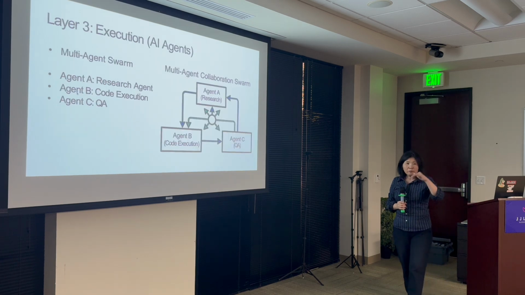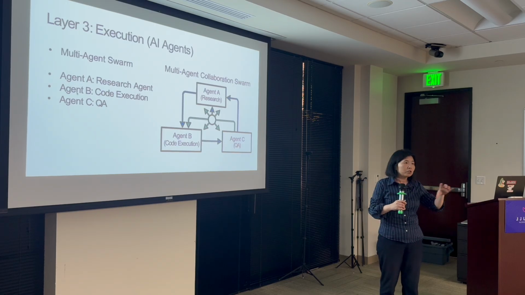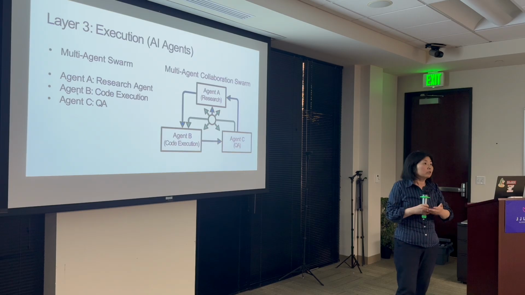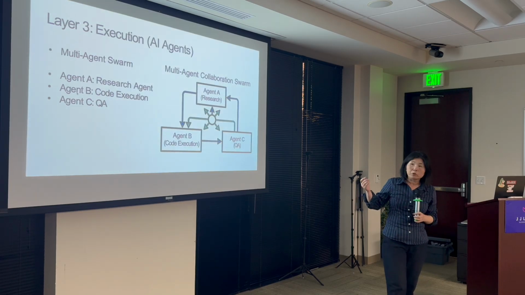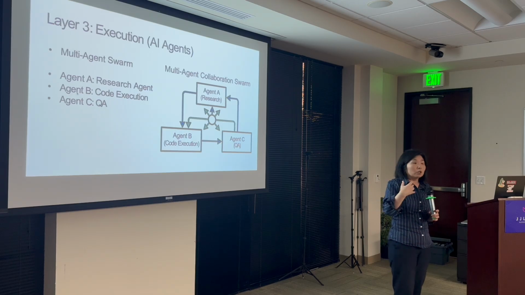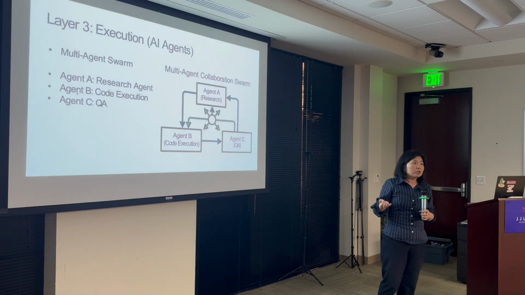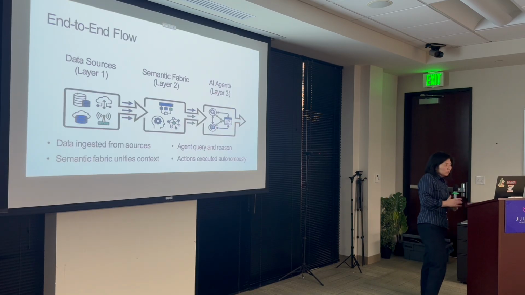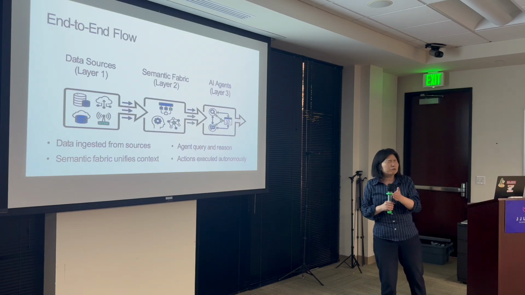So finally, at the top layer, the agents now utilize this semantic layer to do something. This is just one example of a multi-agent system where you have 3 agents complete a certain task: do some research, write some code, and then execute the code. If we think about it, this is more like a flow.